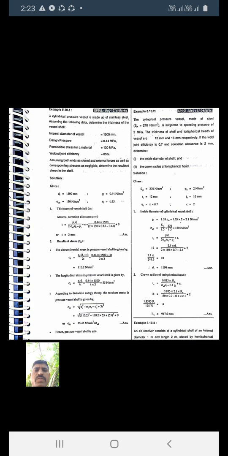We have seen the formula: thickness of the vessel shell T is equal to pi di divided by 2 sigma all eta L minus pi, plus C. C we consider 0. If you put the values in that equation, then you will get the thickness is equal to 3 mm. 3 mm, this is the first answer.